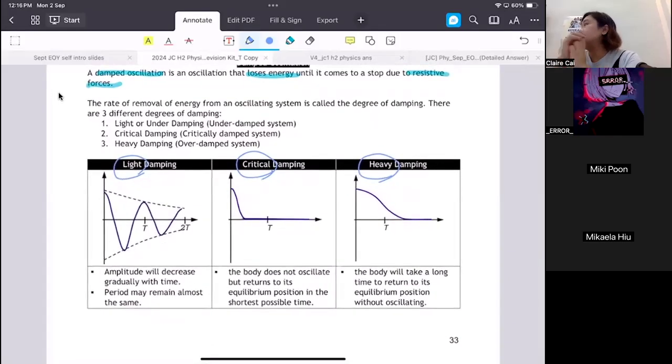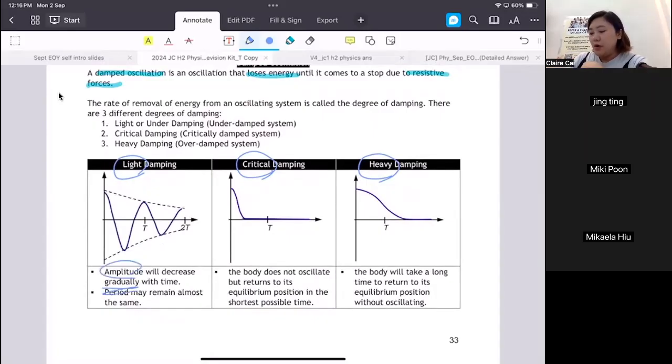And the amount of force is that, so the first one, light damping, the force is very small. That's why it will only cause the energy to dissipate over time. So the amplitude will decrease gradually. Period will remain almost the same. In most of our workings, when we're sketching, the period will be taken as the same, because at the beginning, this effect is actually quite negligible.